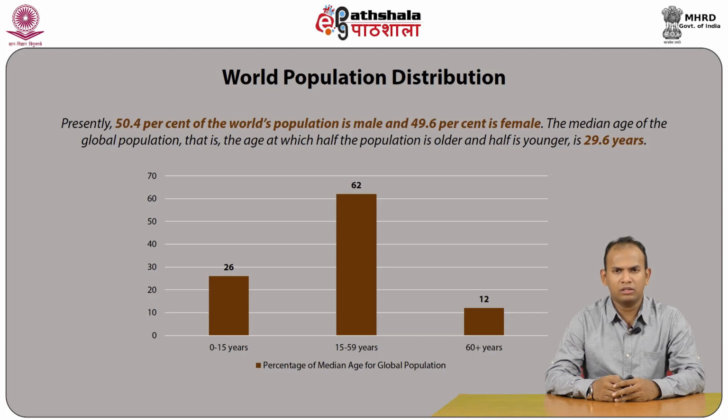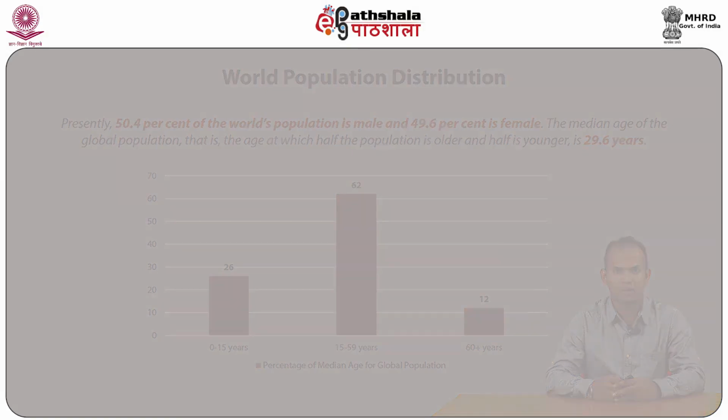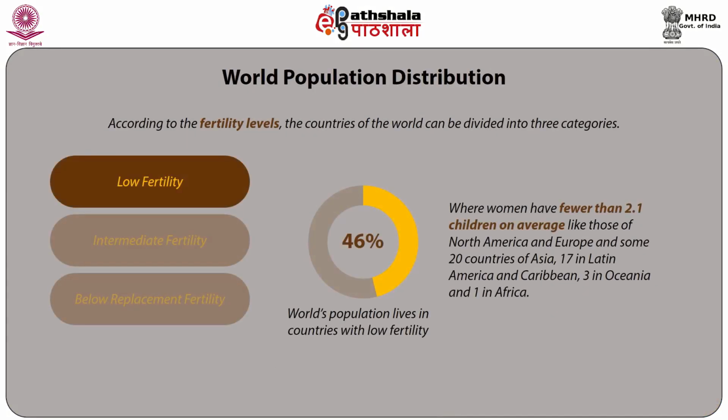About 1/4, that is 26%, of the world population is below 15 years of age. 62% are aged between 15 to 59 years and 12% are 60 or over. According to the fertility levels, the countries of the world can be divided into 3 categories.